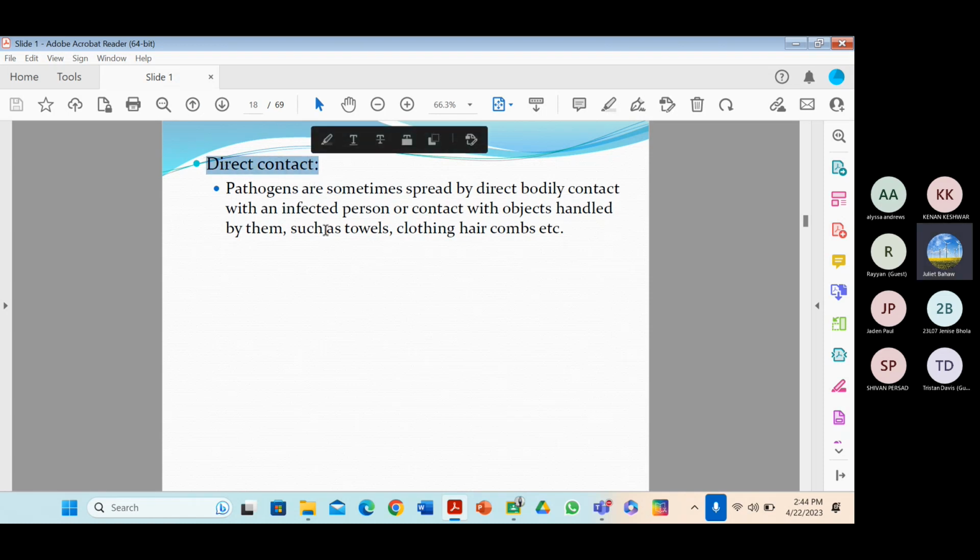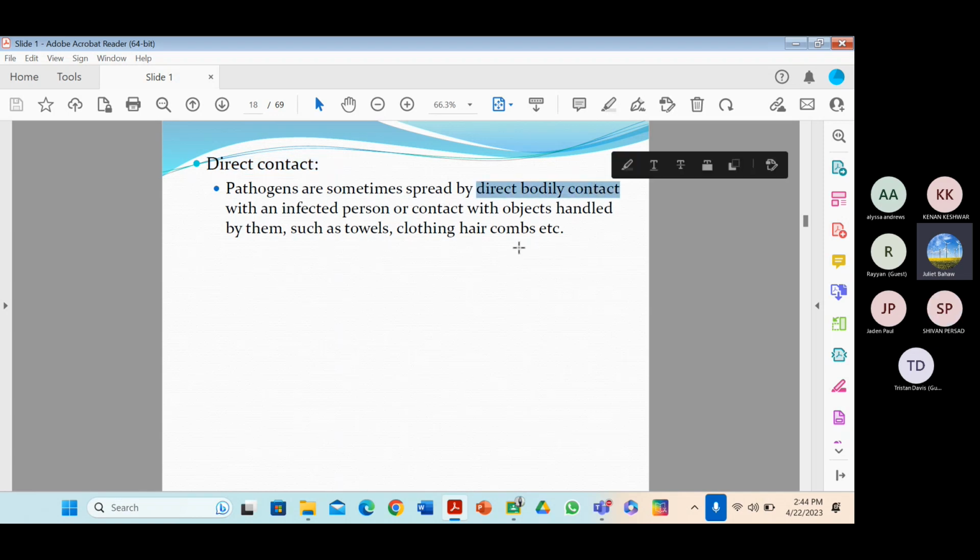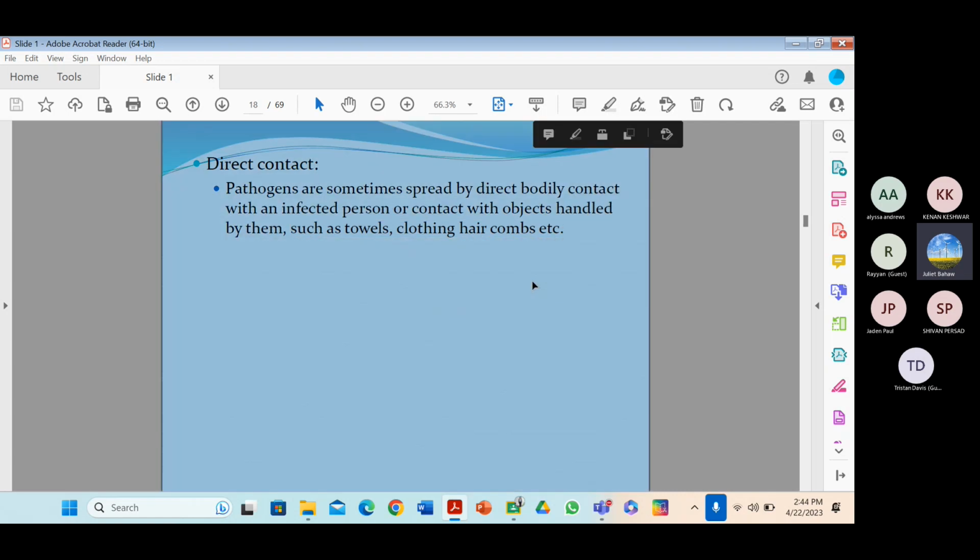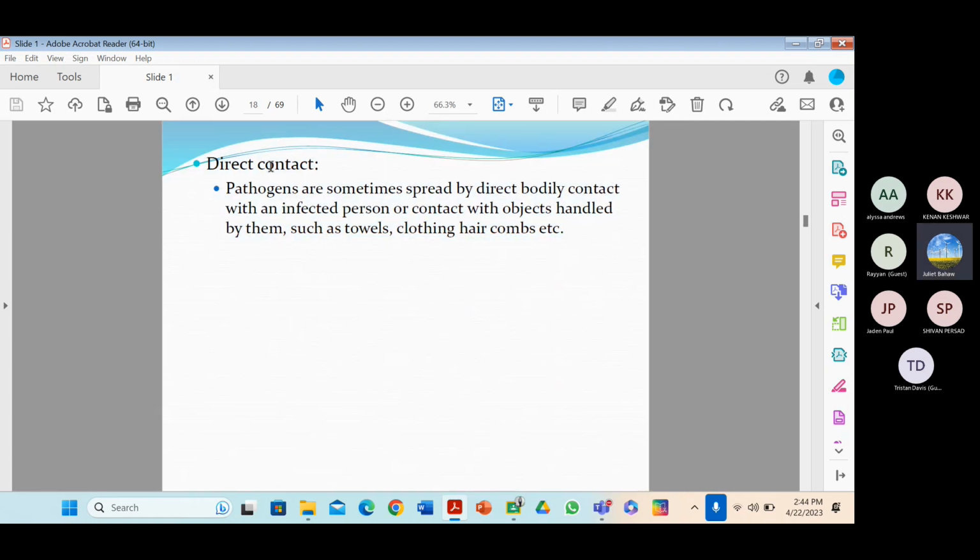Then we have direct contact. Direct contact means, let's say Keenan had a cold and he was to sneeze and touch and open a door with his hands, and somebody else comes and opens that same door. They are going to get the pathogen. So pathogens are spread by direct bodily contact with an infected person. All right, so simple things like using towels, clothing, hair comb, opening the same door.